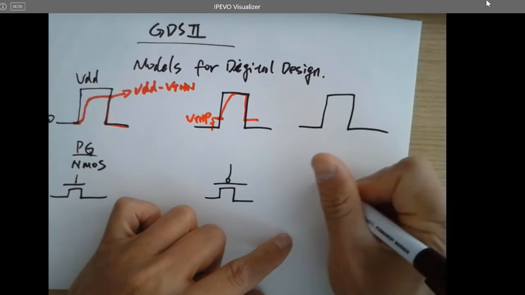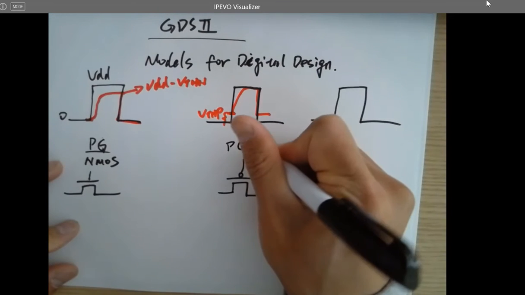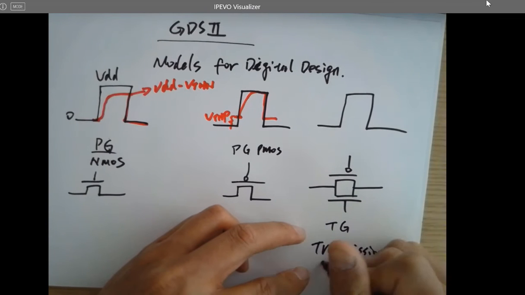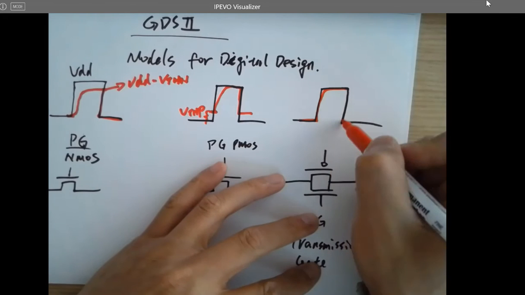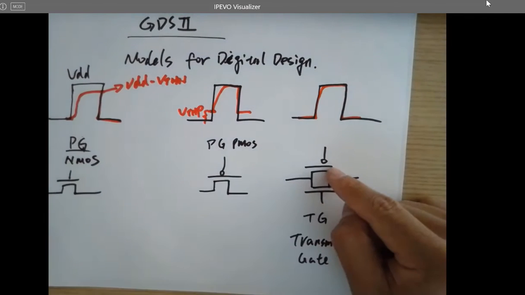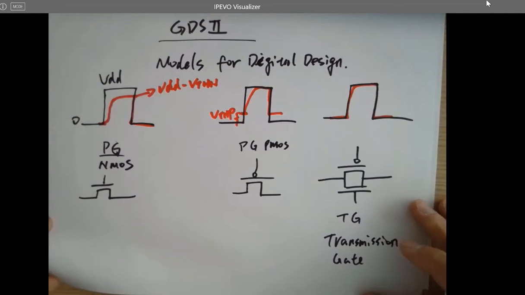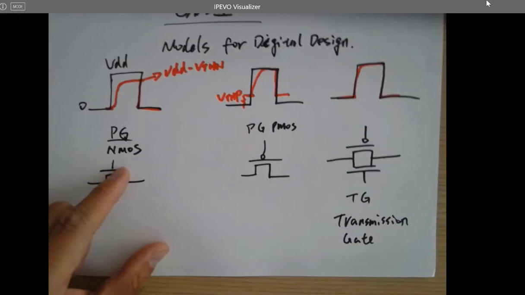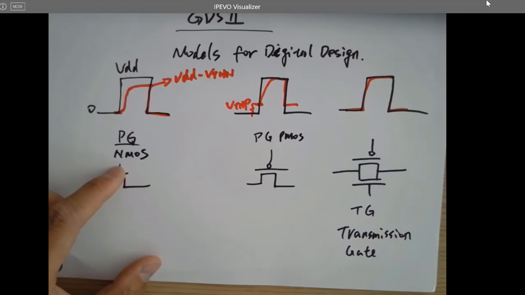If it's a transmission gate, so this is a TG, transmission gate, all the voltages can be passed through the gate because it has both. Both gates can pass zeros and VDDs to the output without any problems. That's why we need to use TG instead of PG. But if you want to use PG to pass the VDD to here, you have to raise the voltage at the gate. This is what we covered last time, and also for the sampling hold circuit as well.